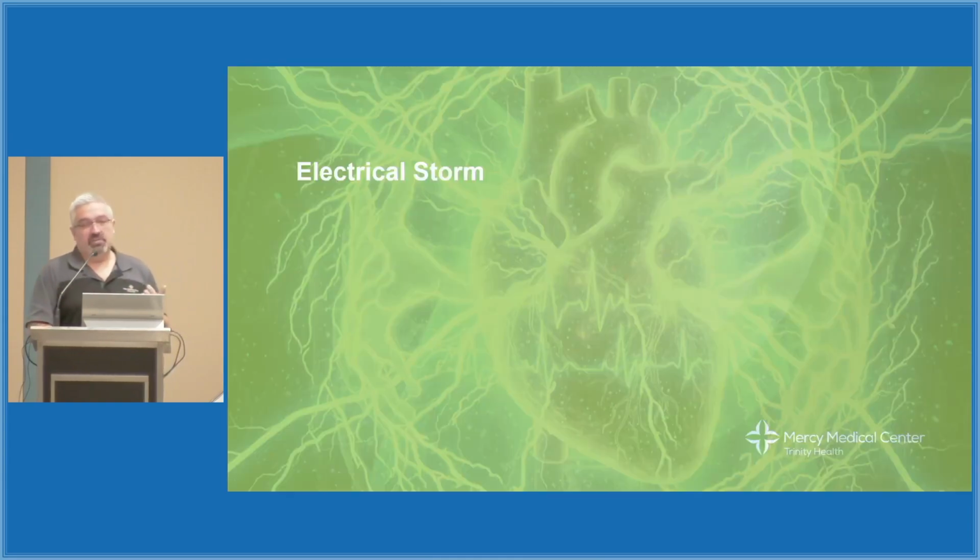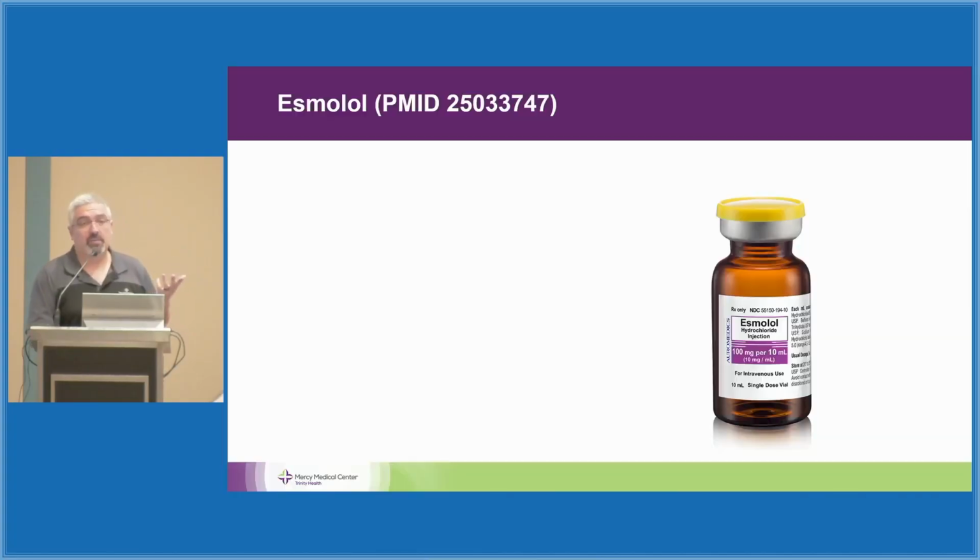Moving on to electrical storm. So electrical storm is defined as a patient having more than 3 episodes of VFib or VT within a 24-hour period. And the thought in this trial was if the heart is too excited, maybe we should try to calm it down by giving a beta blocker.